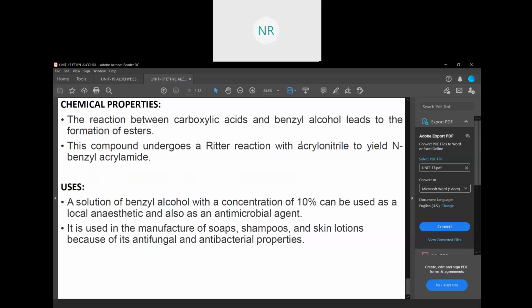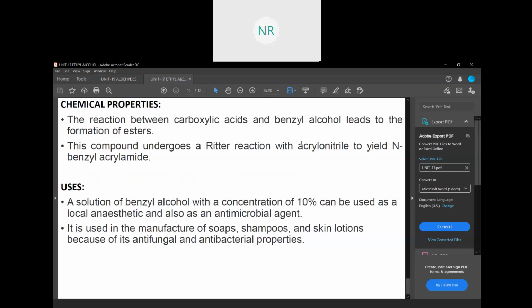So what are the uses? Where is benzyl alcohol used? A solution of benzyl alcohol with a concentration of 10% can be used as a local anesthetic and also as an antimicrobial agent. Okay, so local anesthetic, you already know what a local anesthetic means.